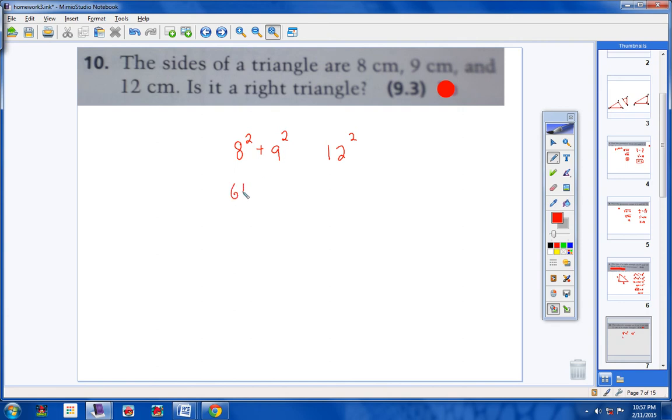8 times 8 is 64. 9 times 9 is 81. Add those together, and we get 145. Alright? 12 squared is 144. Are the two numbers exactly equal? No, they are not. So do we have a right triangle? No. Now let's review for a second. Do I have an acute triangle or an obtuse triangle? Well, whenever this side over here is greater than your right side over here, we have an acute triangle. They didn't ask us to do that, but I'm just telling you. I'm just trying to review. We would have an acute triangle. Alright.